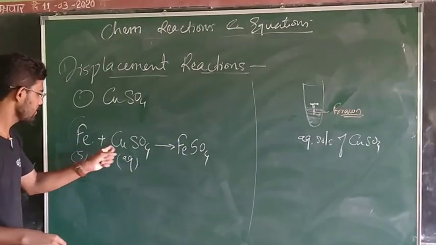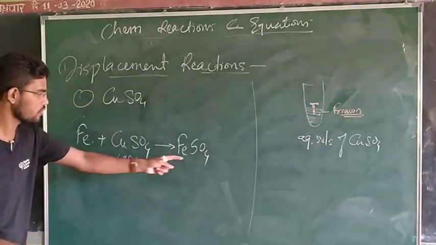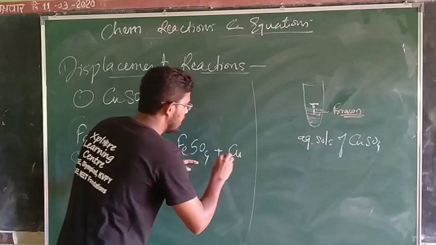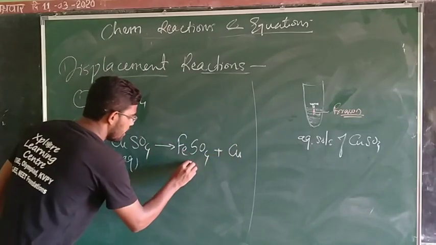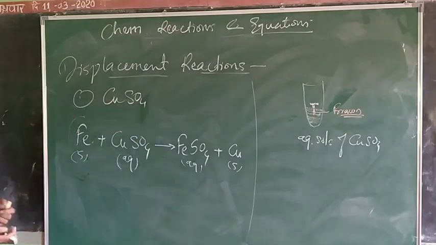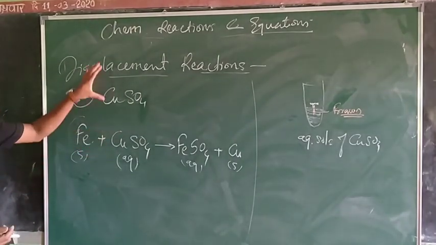Okay, this Fe will displace this copper from this compound and it will take its place to form Fe sulfate, ferrous sulfate, and that copper will be removed out. Okay, again it is aqueous and solid, right? This is an example of displacement reaction.